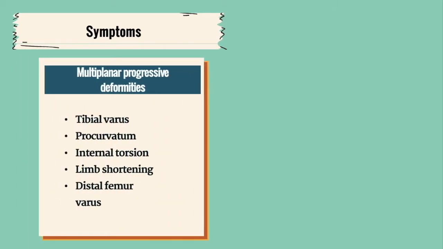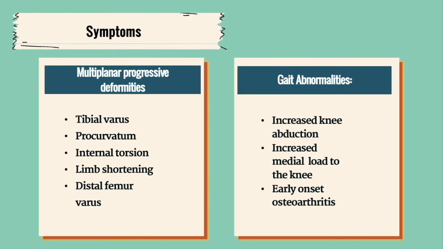Multiplanar progressive deformities of the lower leg include tibial varus, procurvatum, internal torsion, limb shortening due to altered growth, and distal femoral varus in late onset. Gait abnormalities include increased knee abduction, increased medial load to the knee, and early onset knee osteoarthritis as a result of deformities.